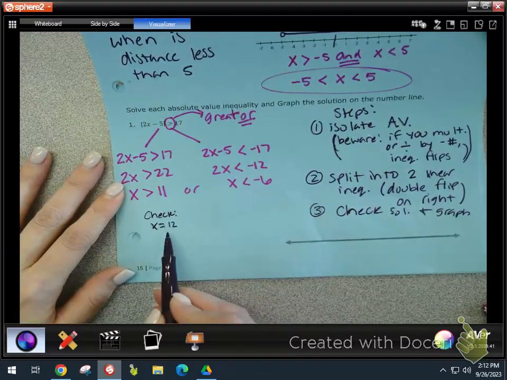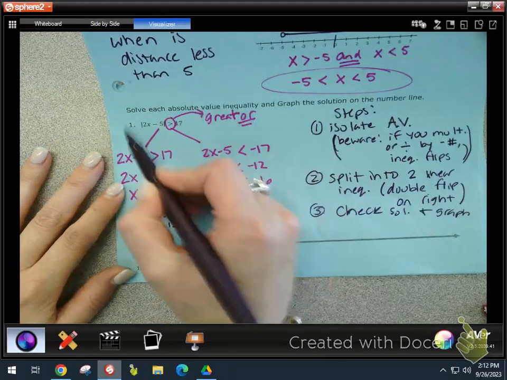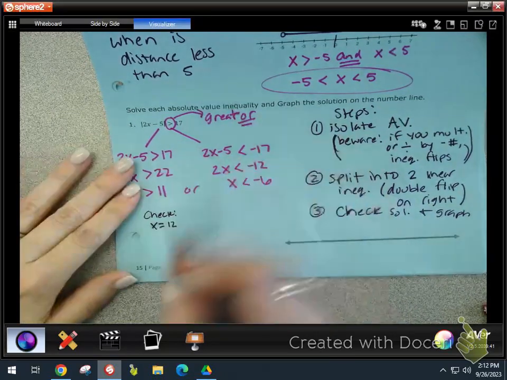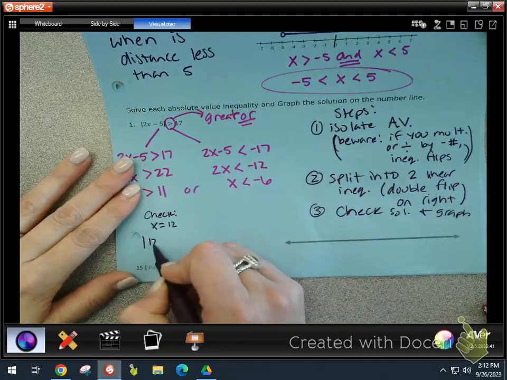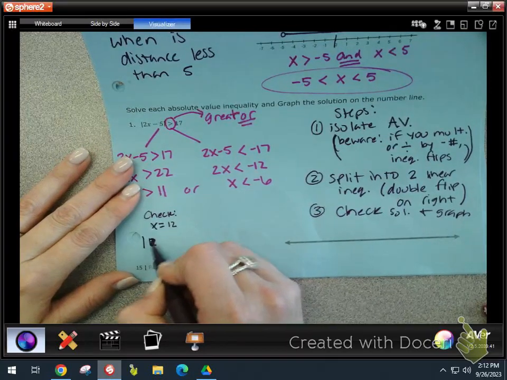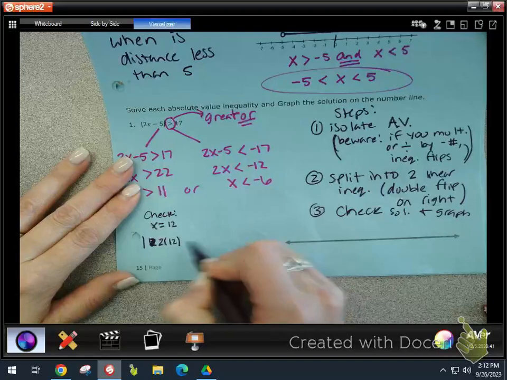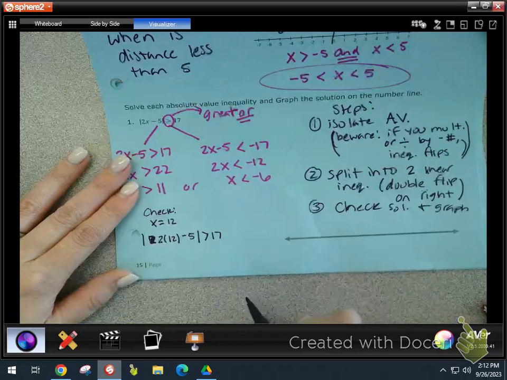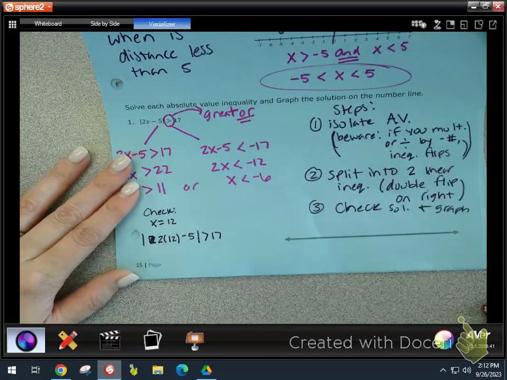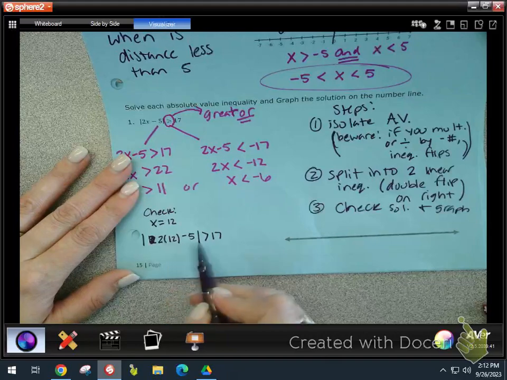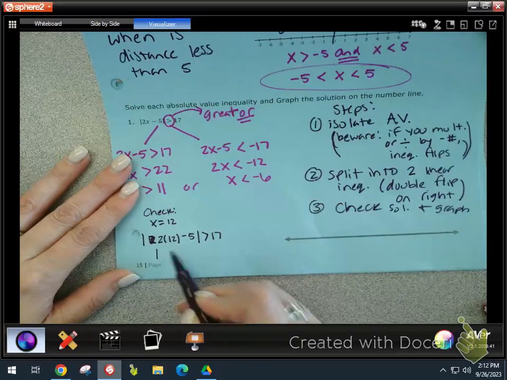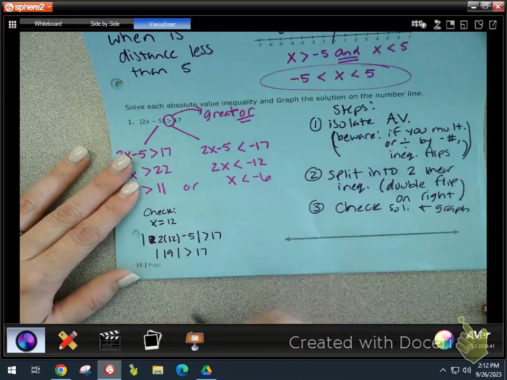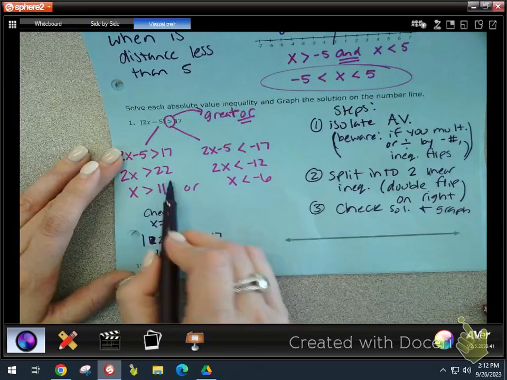So if I put x equals 12 in the original absolute value inequality, I should get a true statement. The absolute value of 2 times 12 minus 5. Is that greater than 17? That is the question we are asking. 2 times 12 is 24. 24 minus 5 is 19. Is the absolute value of 19 greater than 17? Yes. So this solution does work.